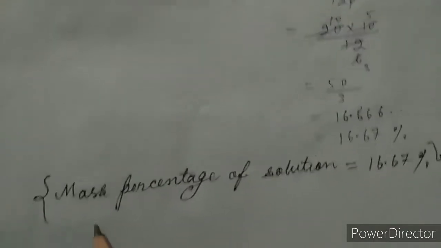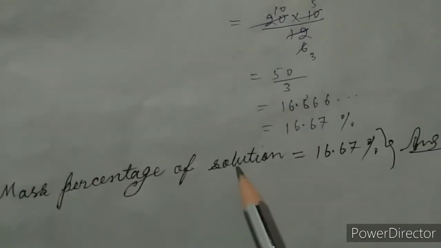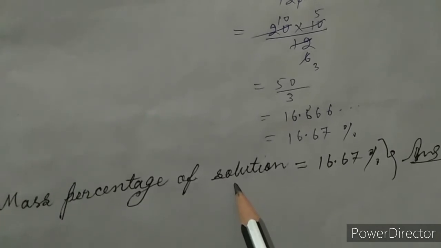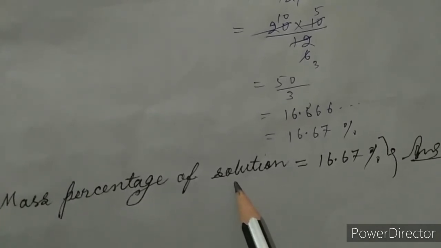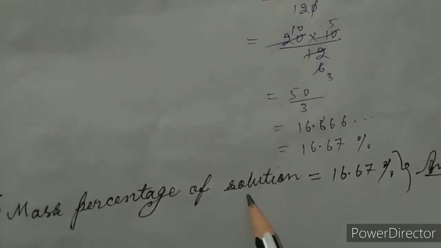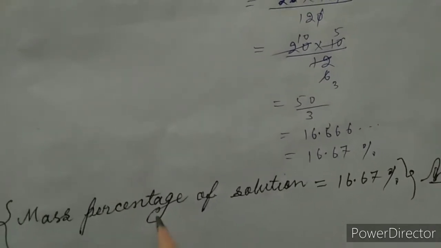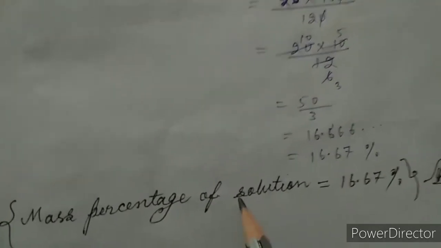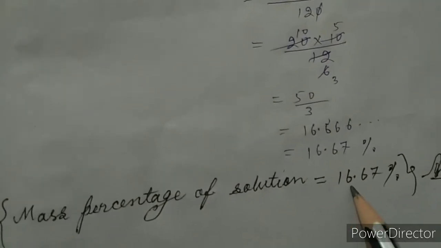So our answer is mass percent of solution, or mass percent of solute, you can write anything, is equal to 16.67 percent. This is our answer.